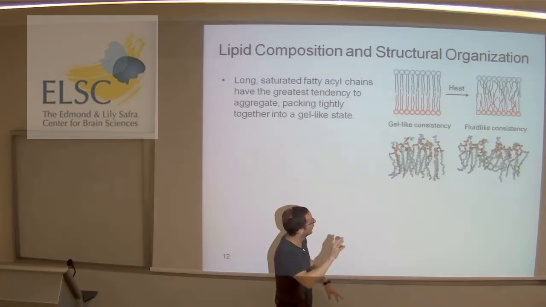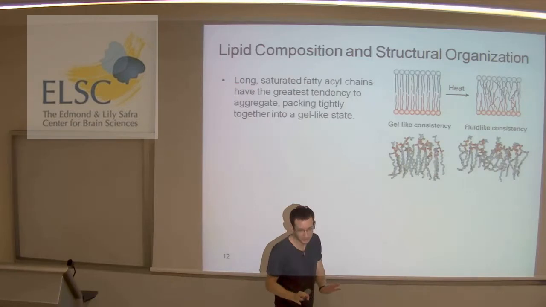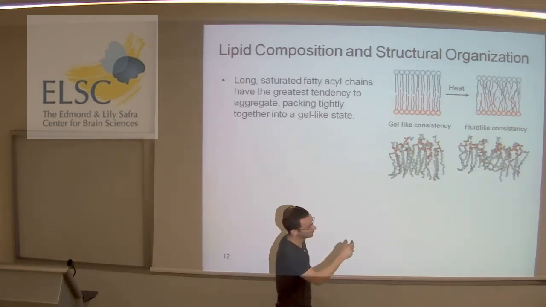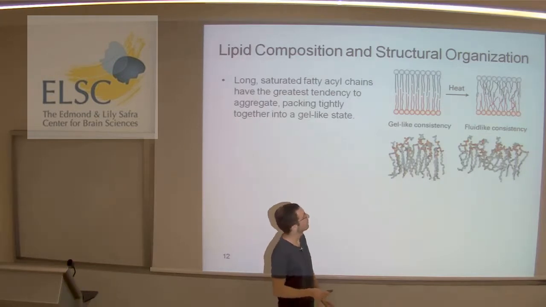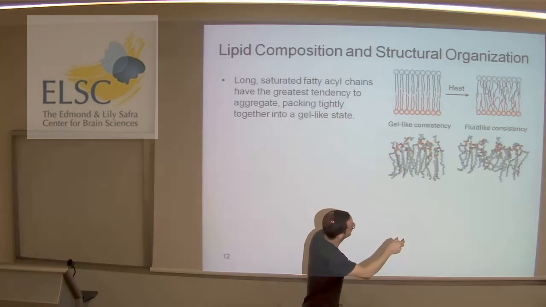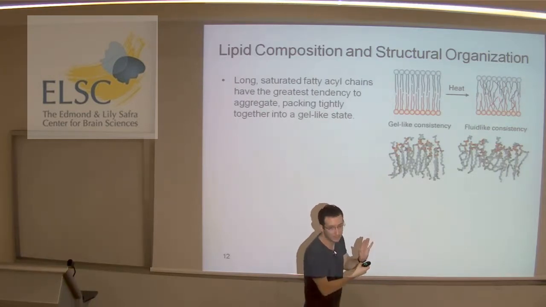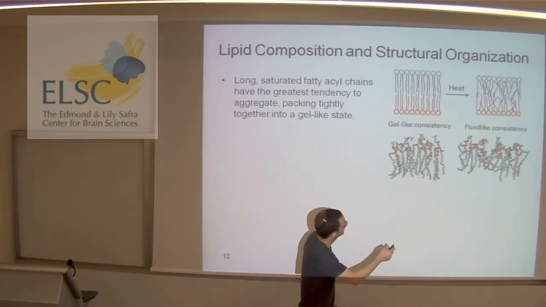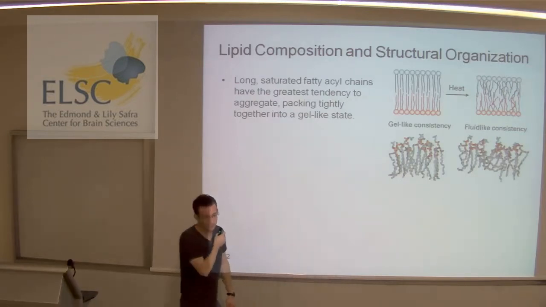So again, more saturated fatty acyl chains, meaning a more linear configuration of that tail, meaning more interactions between the tails, meaning more gel-like consistency. And vice versa, if you have unsaturated fatty acyl tails, these tails have bends in them, right? So these bends just disrupt some of the possible interactions between the tails, and we will be pushed towards fluid-like consistency. Okay?